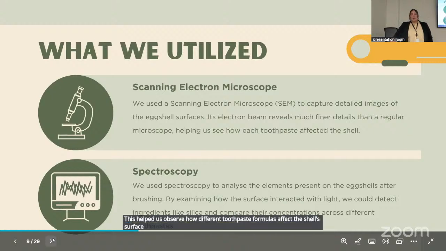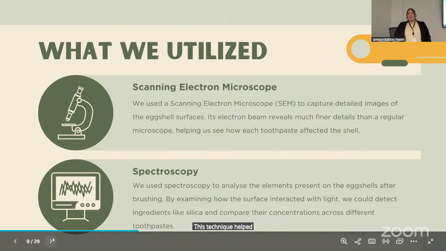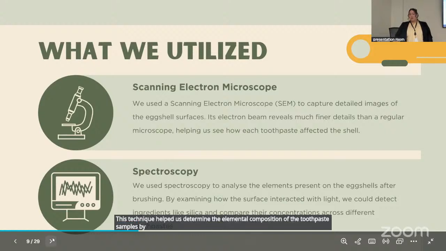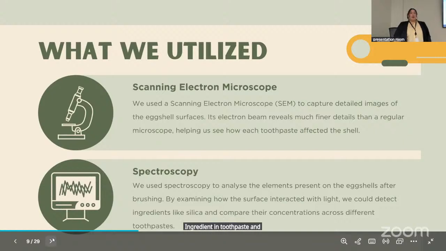We also used spectroscopy, which is the study of how light interacts with matter. This technique helped us determine the elemental composition of the toothpaste samples by analyzing the light absorbed or emitted from the surface. In our case, we focused on detecting elements like silica, a common abrasive ingredient in toothpaste, and compared concentrations between types of paste.